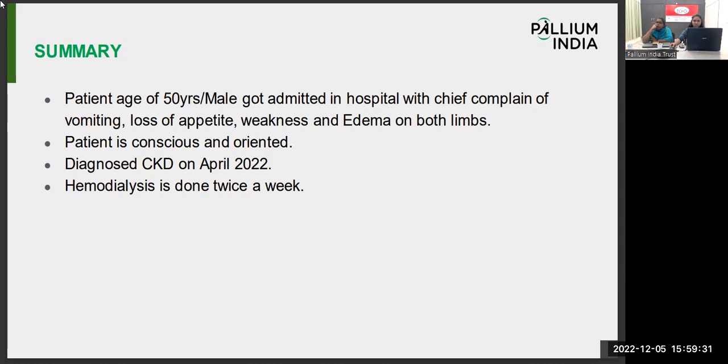any other thoughts or any suggestions for this patient?